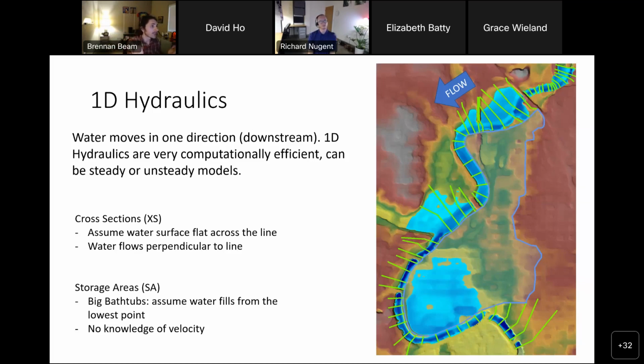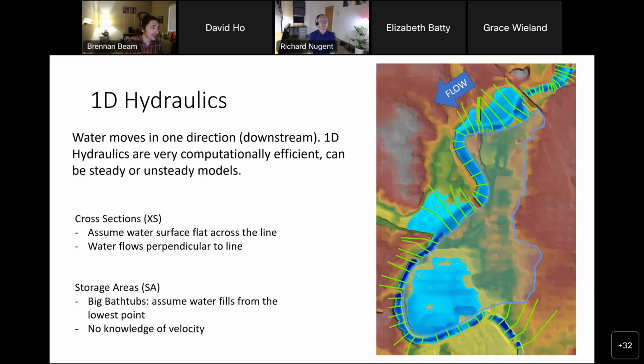The one-dimensional way to handle that is to use a storage area. Now, storage areas are just big bathtubs. They fill with water from the lowest point, and we calculate how long water is spilling over to get a volume to put in our bathtub. This is the best we had for a while, so it's what we did.